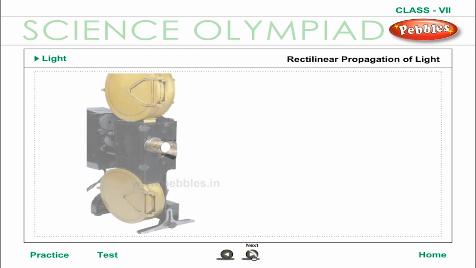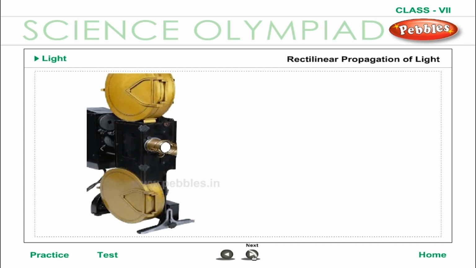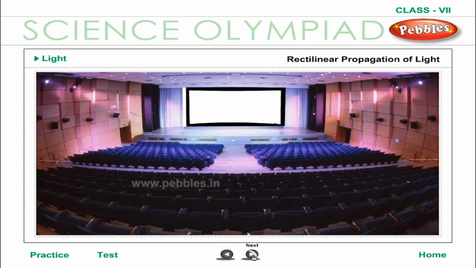Rectilinear propagation of light. Light travels in a straight line. This is called the rectilinear propagation of light. While seeing a film in a cinema hall, you may have noticed that the light from the projector appears to go in a straight line towards the screen.